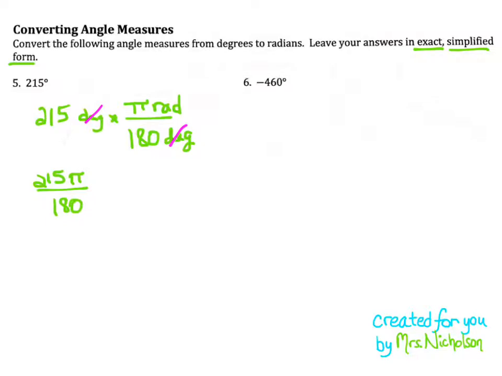But be sure that you just reduce the fraction part and don't give a decimal answer here. The answer for this one, if you put the fraction in the calculator to reduce it, you're going to get 43 pi over 36.